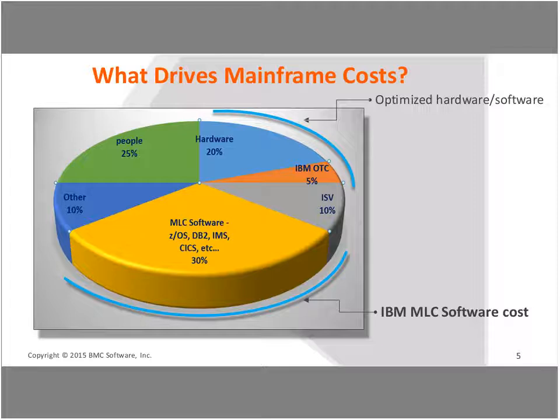And that leaves the big yellow piece. That's the MLC software, or the monthly license charge software. It's the software mainframes have to have, z/OS and DB2 and CICS and IMS and MQ, without which we wouldn't be running mainframes or the applications that we're supporting with them. Those costs are the biggest single cost in the mainframe IT budget. They cost more than the hardware. They cost as much or more than all of the people that are managing the mainframe.